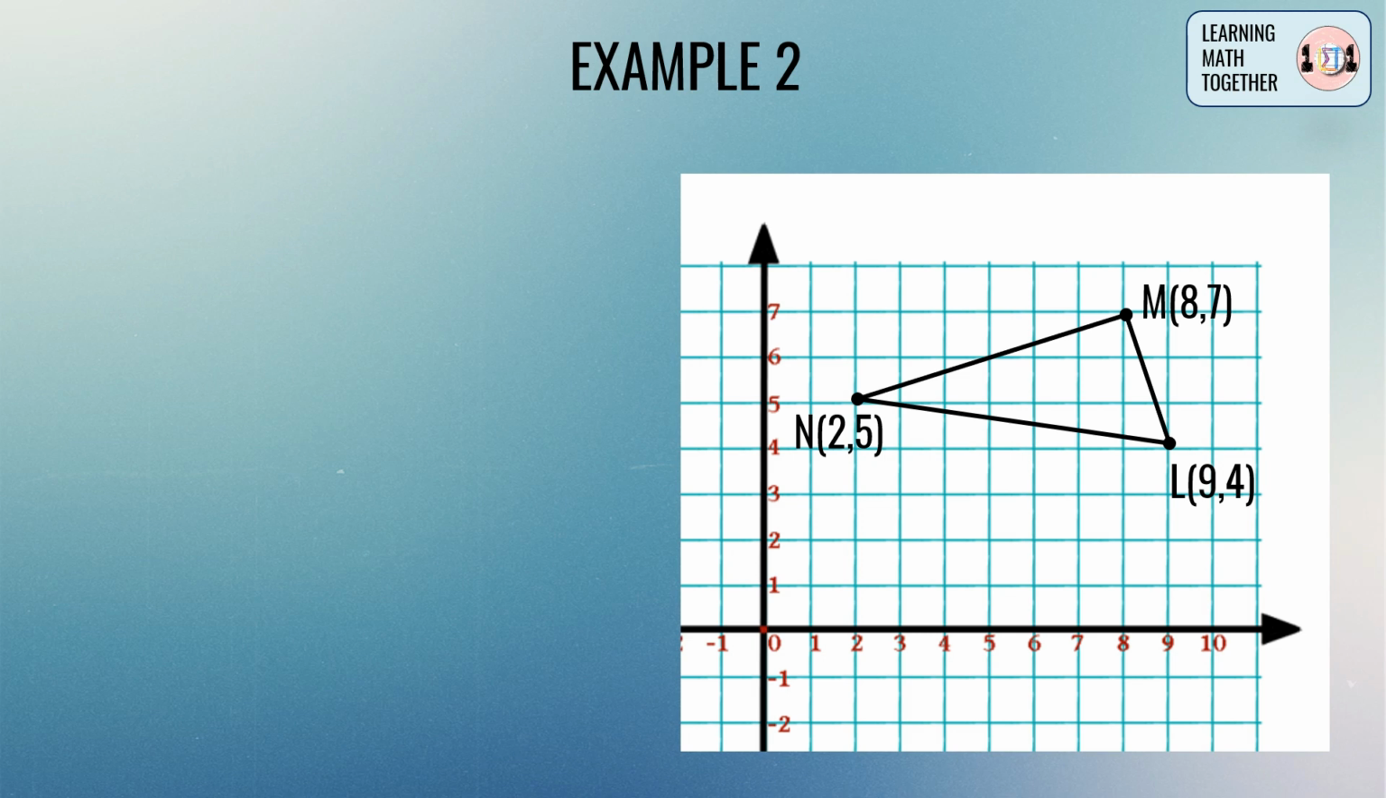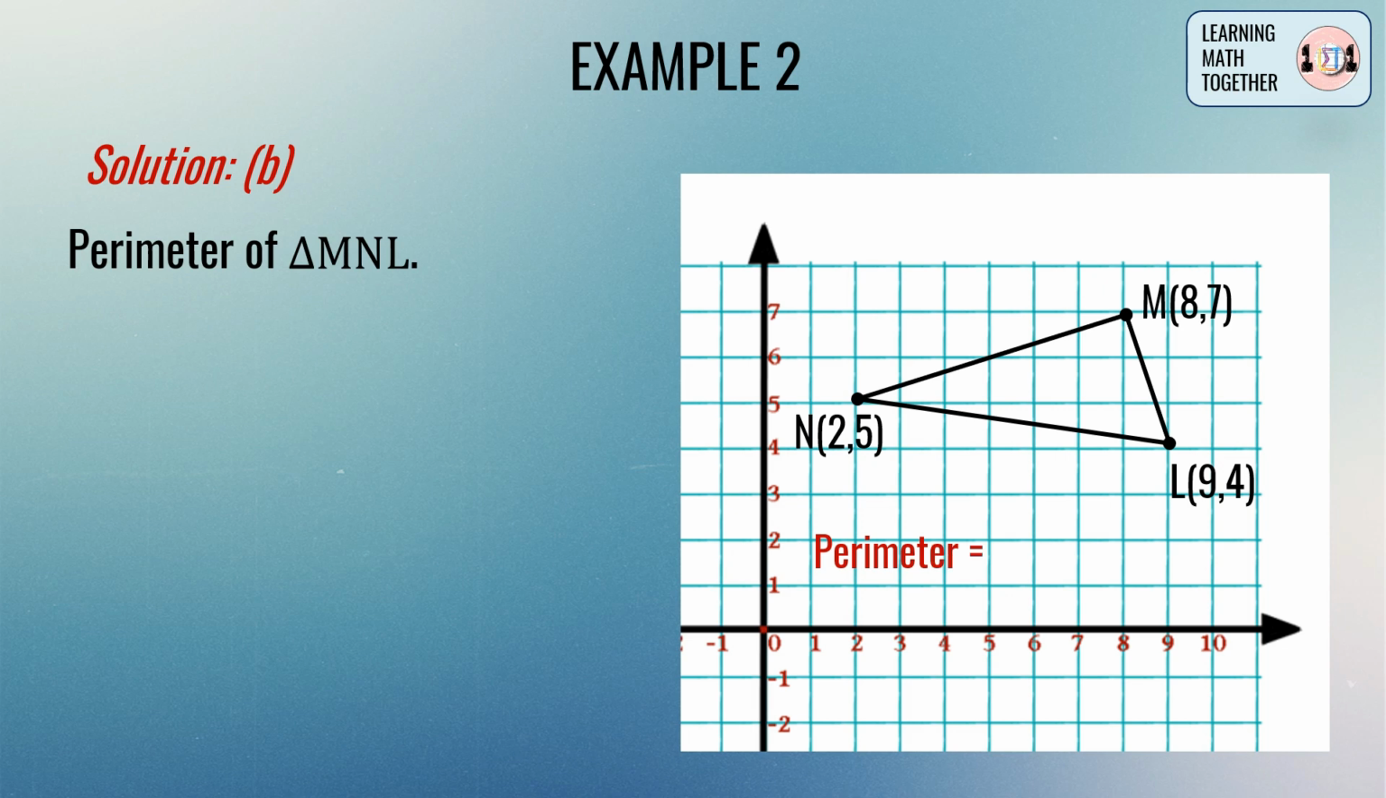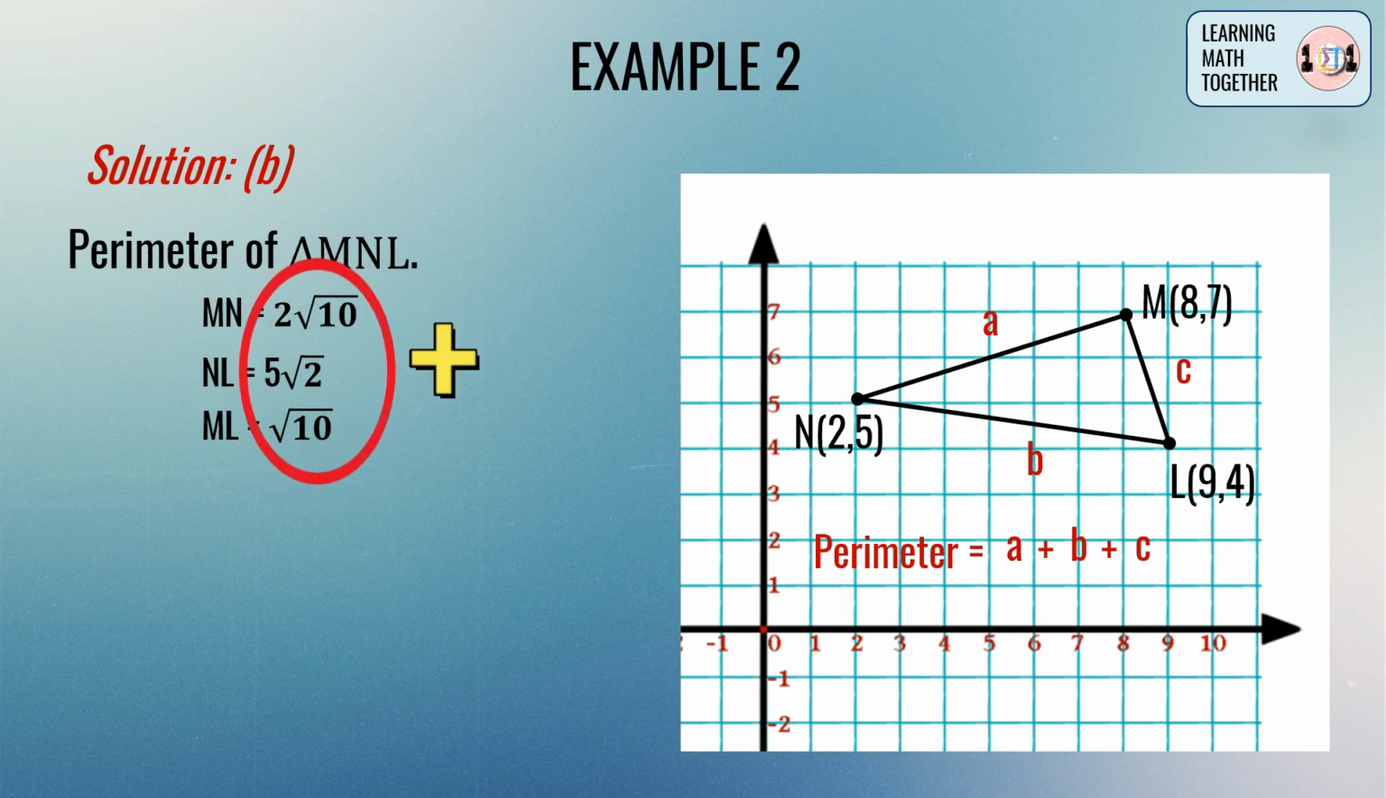Now our last task is to get the perimeter of the triangle MNL. We can do that by adding all the length of the sides. So take note that perimeter is adding all the sides here, A plus B plus C. So since we have identified already the distance between the points on the sides of the triangle, we have here MN is equal to 2 square root of 10, NL is equal to 5 square root of 2, and then ML is equal to square root of 10. We just have to add all the length of the sides for us to get the perimeter.